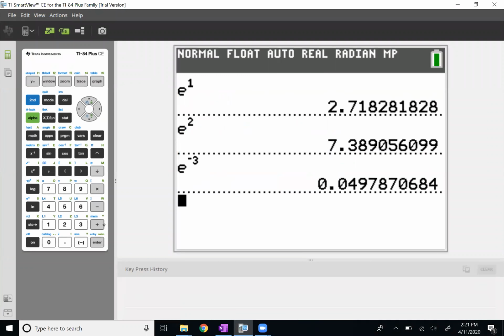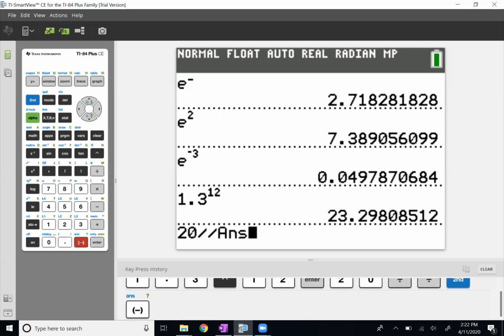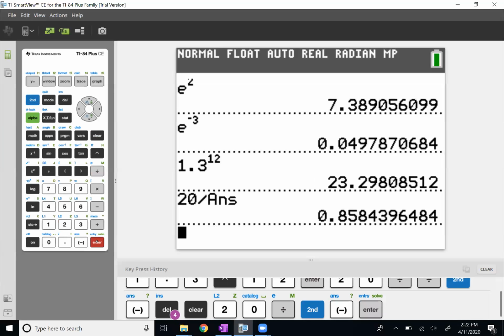So if I want to recall an answer, for example, let's just do this one here. So let's say I've got 1.3 to the power of 12, and then I want to do 20 divided by that. So I would do 20 divided by, now I want this answer. Above the negative sign is an answer button. It looks almost the same on my physical calculator. Then you just hit second negative, which would give me an answer button, and I've got an error here because I've got two division signs. Let's try it all again. So 20 divided by the answer, and enter, and that gives me my answer.